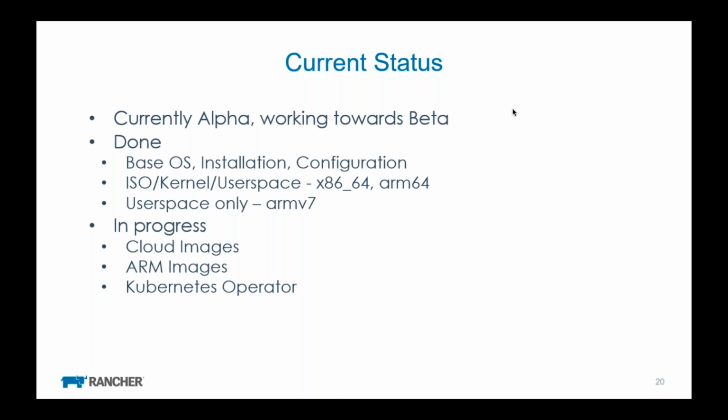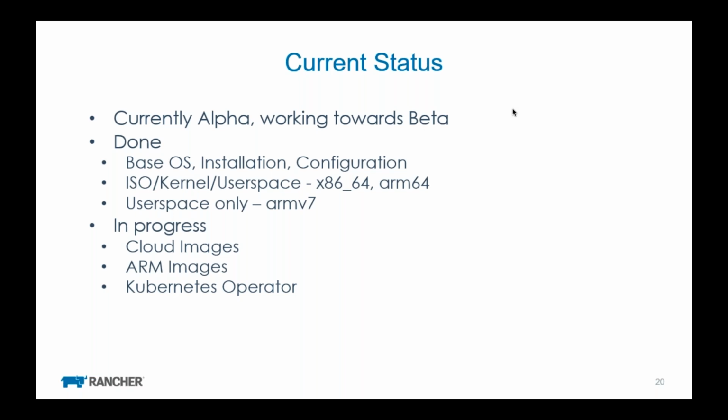For ARM v7 right now we just have the user space done. So ARM v7 is a whole different realm. We're not going to support anything older than v7, so any v6 stuff, there's just not enough support in the Kubernetes ecosystem for it. So we're basically cutting the line at v7. So it means you're not going to see images for a Raspberry Pi 0.